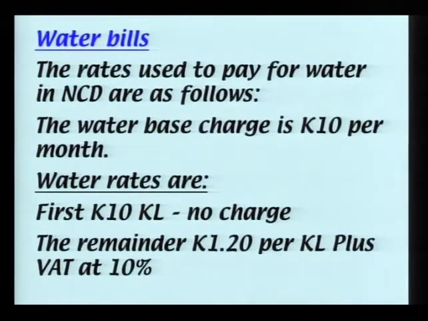Okay? Water rates are as follows. For the first 10 kiloliters, no charge. So you can use 10 kiloliters of water and you will not be charged for that. But you still have to pay 10 kina for a month. That's a flat rate. The remainder, you pay 1 kina 20 per kiloliter, and then plus VAT, which is 10% of the bill. That's added onto it, and then you pay the water bill.